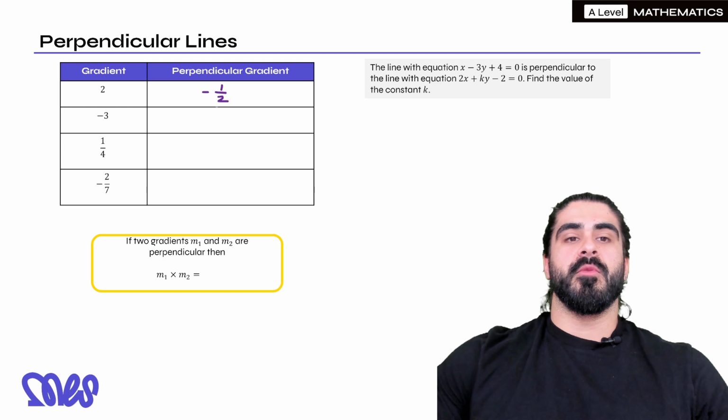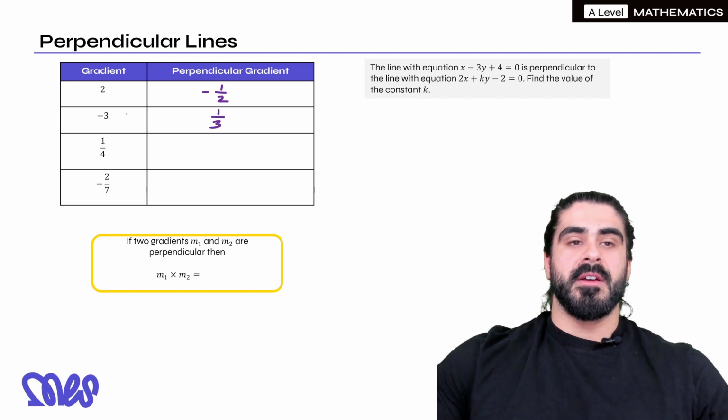Minus 3, 3 over 1 becomes 1 over 3, but changing the sign, a minus then becomes plus. 1/4 will become 4 over 1, which is just 4. Then you make it negative. Then here the negative will disappear, and we flip the fraction: 7 over 2.